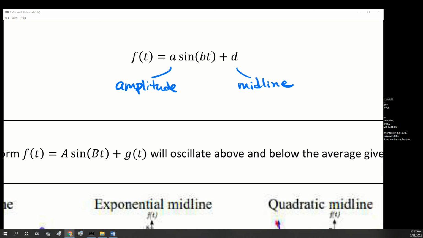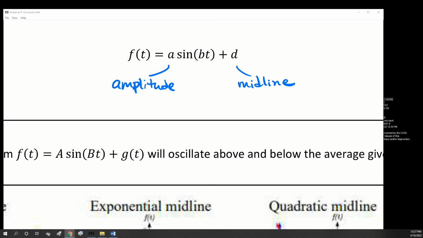Now, what's going to be different about today's graphs is the amplitude or the midline are actually going to be functions. So the middle of the graph could be a slanted line, or the middle of the graph could be a parabola. So it's going to be very, very different looking. Or the amplitude is going to be found by a parabola or a different line. So it's kind of cool.